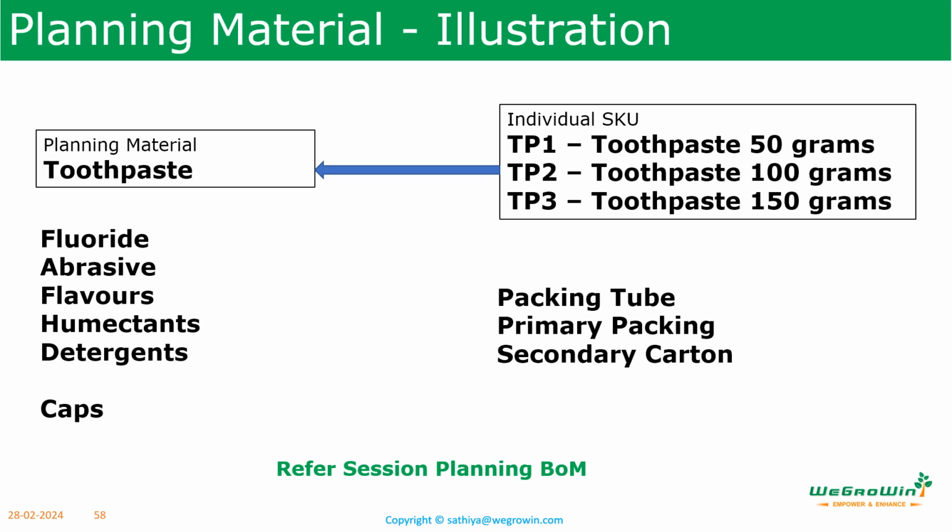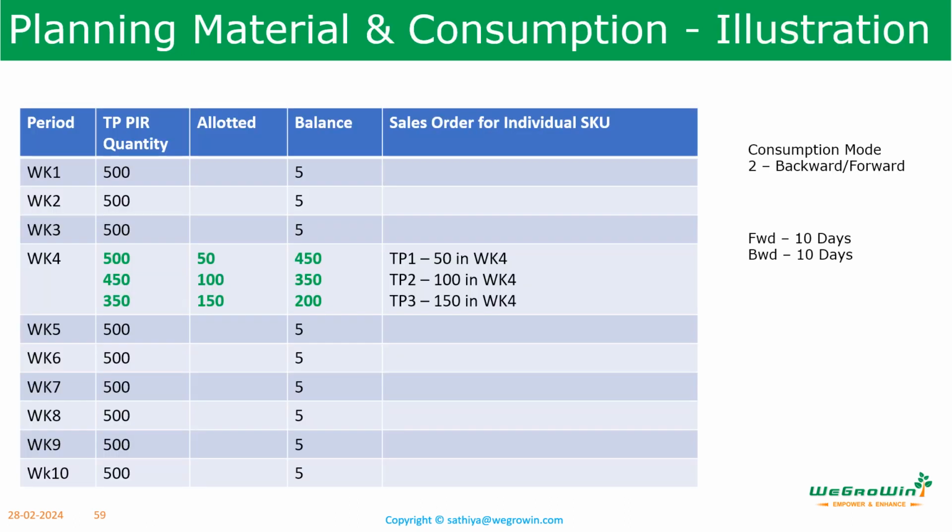So when you receive the actual orders for TP1, TP2, TP3, the planning material will be planned, right? So how will these materials be linked together? Here we are linking them, and how the plan will be working. For example, let us see this plan, right?